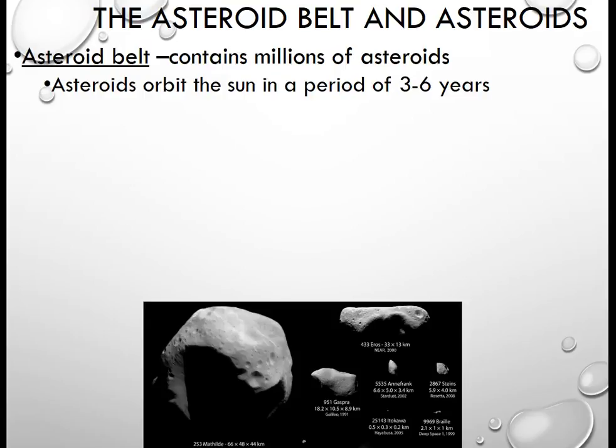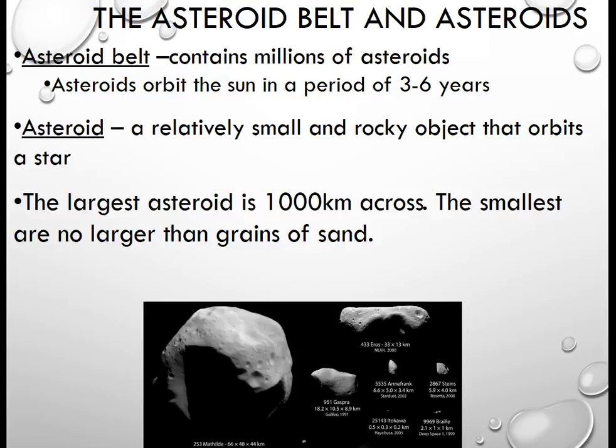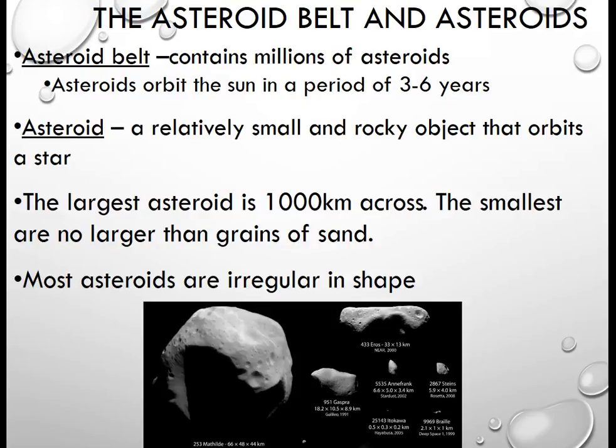The asteroid belt contains millions of asteroids that orbit the Sun in a period of 3 to 6 years. An asteroid is a relatively small and rocky object that orbits a star. The largest asteroid ever discovered is 1,000 kilometers across, and the smallest asteroids are no larger than grains of sand. Most asteroids are irregular in shape. So here are some pictures of asteroids. This one is quite large. It's 66 kilometers long. And then this one is quite tiny, just a few meters in length.